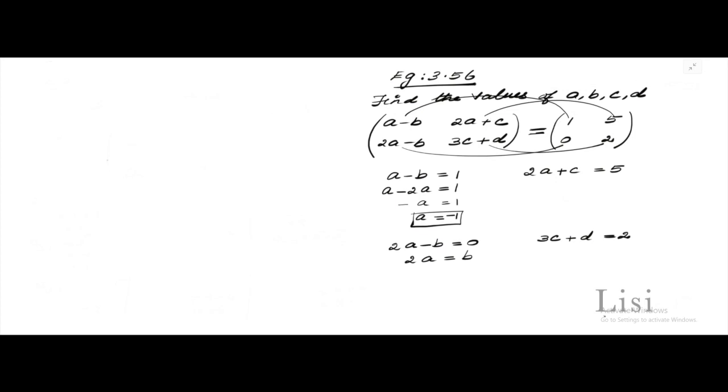And now you put this A value here. 2A is equal to B is there, no? You give the value of A here. So you'll get 2 into minus 1, which is equal to B. And now 2 into minus 1, it is minus 2. So your B value is minus 2.